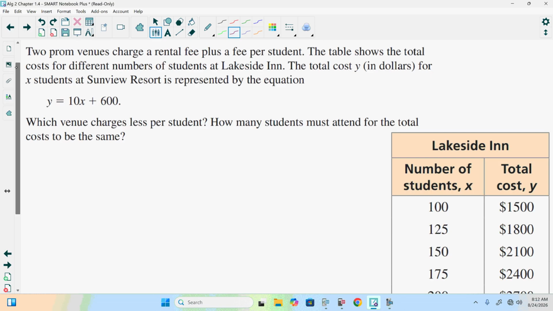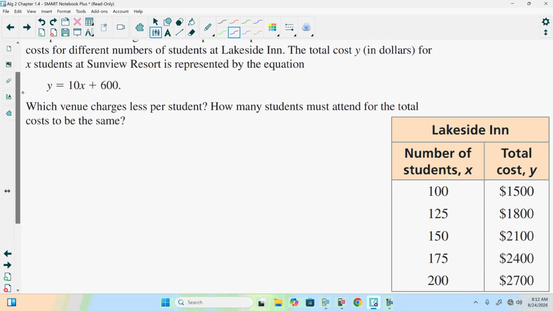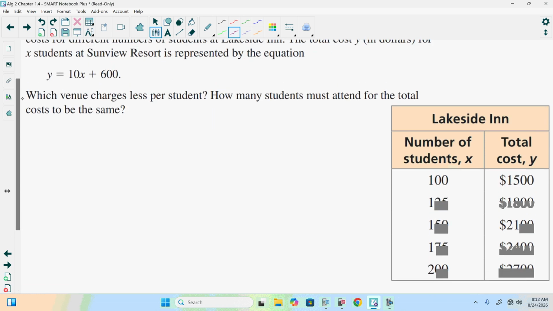Two prom venues charge a rental fee plus a fee per student. The table shows the total cost for different numbers of students at Lakeside Inn. The total cost y in dollars for x students at Sunview Resort is represented by this equation. Which venue charges less per student, and how many students must attend for the totals to be the same? So we have only 2 questions here. One, we need to know which one charges more per student, and then we need to figure out how many students must attend for the totals to be the exact same.